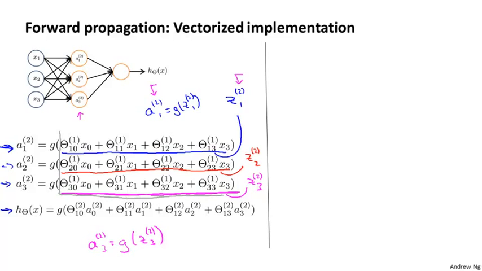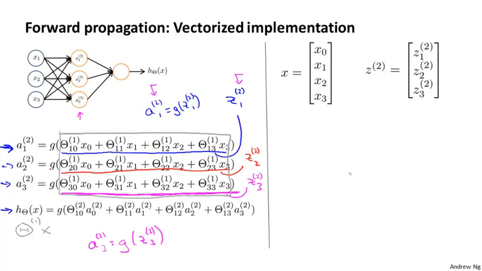Now, if you look at this block of numbers, you may notice that it corresponds suspiciously similar to the matrix vector multiplication of theta1 times the vector x. Using this observation, we're going to be able to vectorize this computation of the neural network. Concretely, let's define the feature vector x as usual to be the vector of x0, x1, x2, x3, where x0 as usual is always equal to 1. And let's define z2 to be the vector of these z values, z21, z22, z23. Notice that this z2 is a three-dimensional vector.